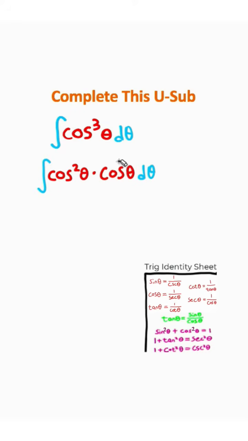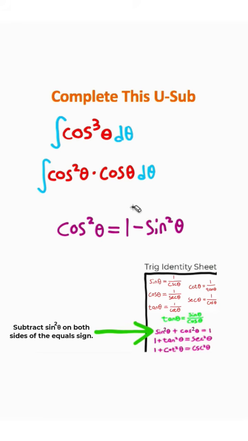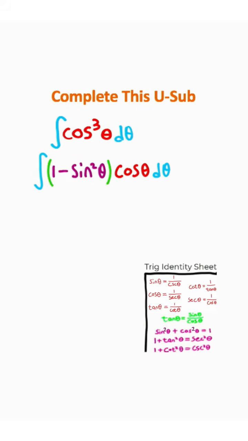squared times cosine, since cosine squared theta times cosine theta gives you cosine cubed theta. What I can then do is take this cosine squared theta and relate it to this trig identity by rearranging to get that cosine squared theta is 1 minus sine squared theta. So I can take this entire expression and plug it in for cosine squared theta. And from here, I can perform a u sub on the sine theta term.